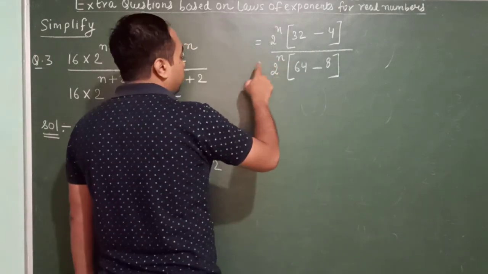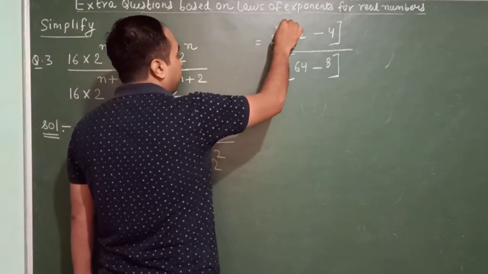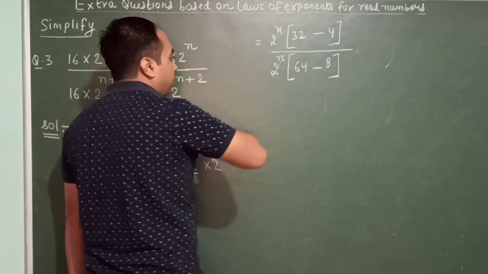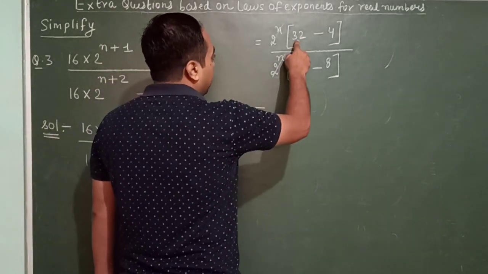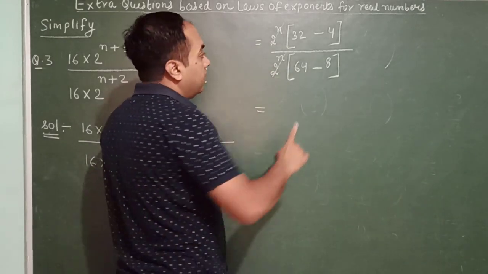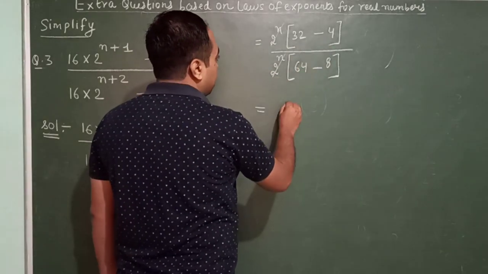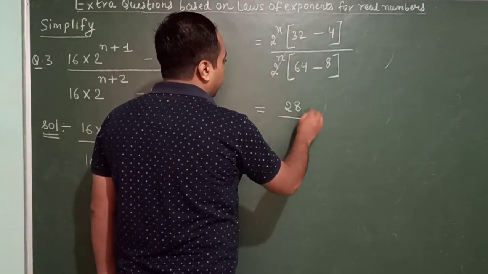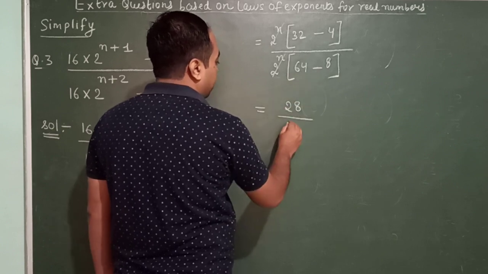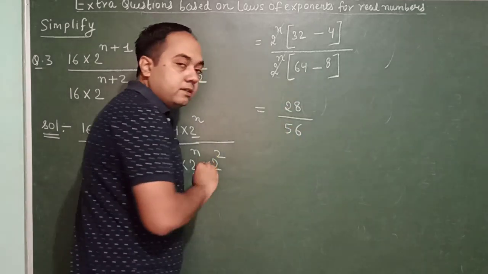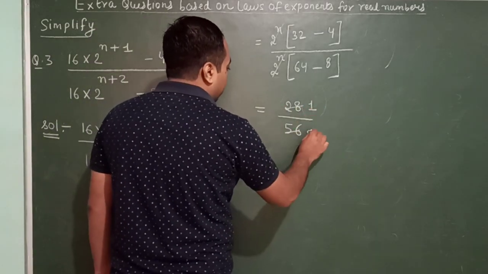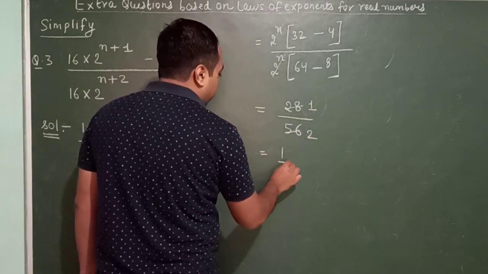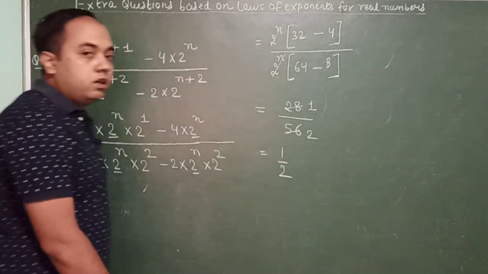Now this is equal to, now see, 2 power n from numerator and 2 power n from denominator will get cancelled. Now we are left with 32 minus 4 in the numerator. Now 32 minus 4, this is how much? 28. And in denominator we are left with 64 minus 8, which is equal to 56. Now 28 ones are 28, 28 twos are 56. So your answer will be 1 upon 2.